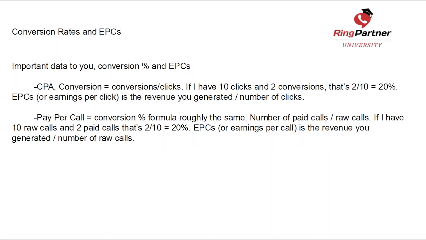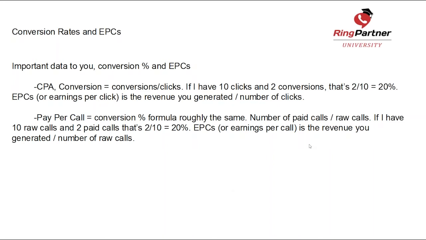Earnings per, now this is handy. Finally, we have something where I don't have to change up the lingo. EPC, in this case, we just call earnings per call. It's the revenue you've generated divided by the number of raw calls. And again, this is important data for you. You're spending money, time, and resources trying to promote this campaign, so you need a couple of statistics to tell you if it's working out or not. And again, as always, you want to compare it to previous performances and make sure you get a good set of data before you make any decisions. That much is for sure.